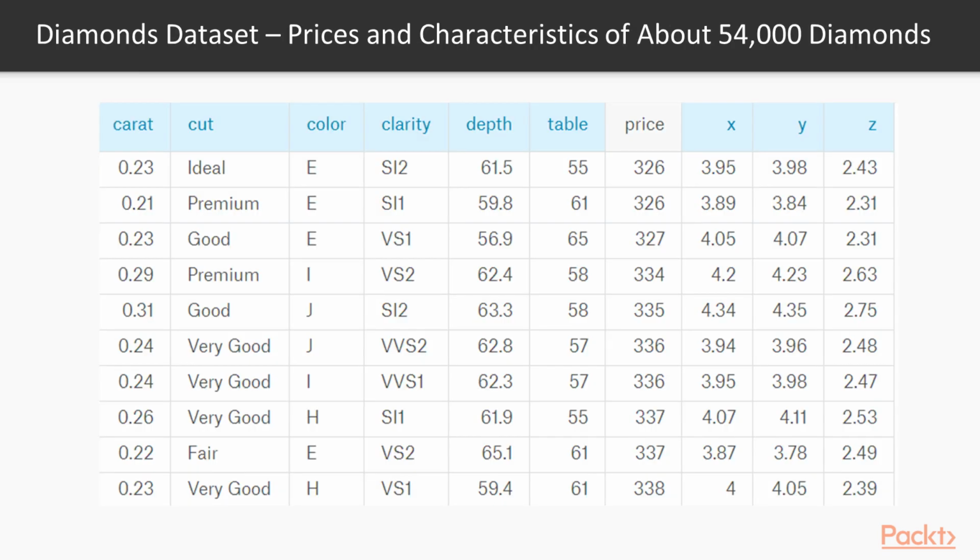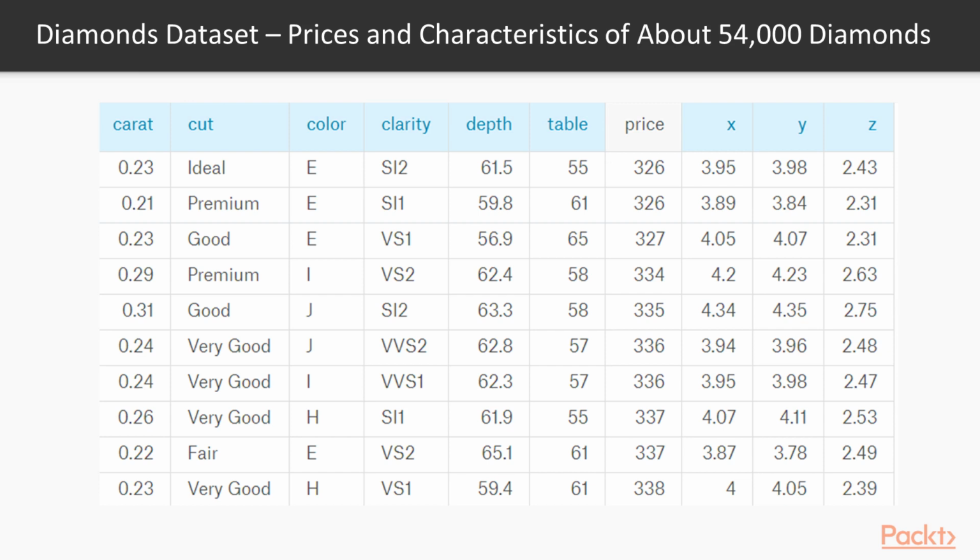Okay, so this is the dataset that we will use in this video. This is the diamonds dataset. We have here prices and characteristics of about 54,000 diamonds. So we have some numerical variables like the weight of the diamond, which is here called the carat. We have some categorical variables like cut, color, or clarity. We have other numerical features that have to do with the dimension of the diamond.